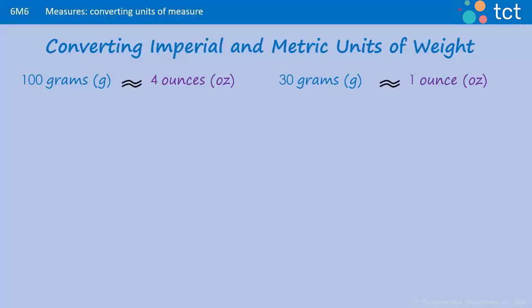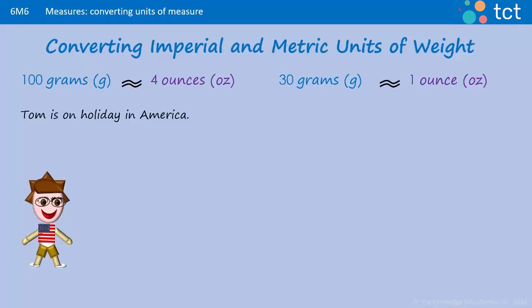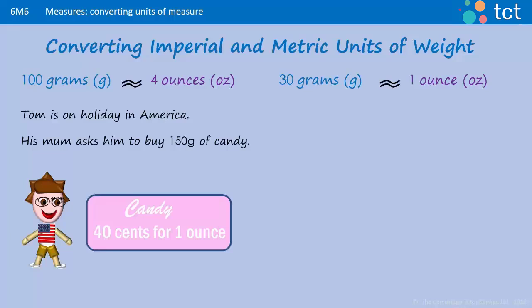This is one for you to try. Tom is on holiday in America. His mum asks him to buy 150 grams of candy. The candy is 40 cents for 1 ounce. How many ounces of candy should Tom buy? Pause the video, have a go.